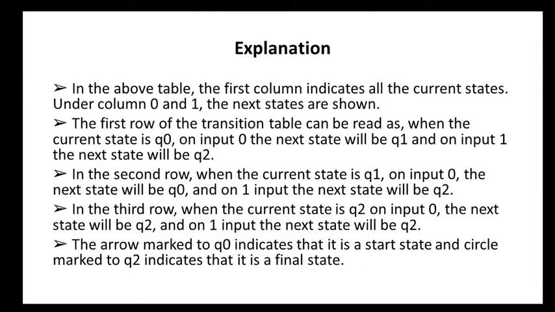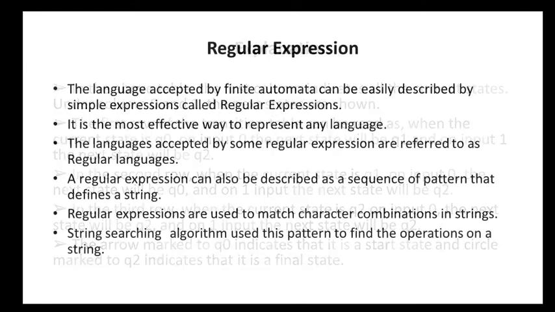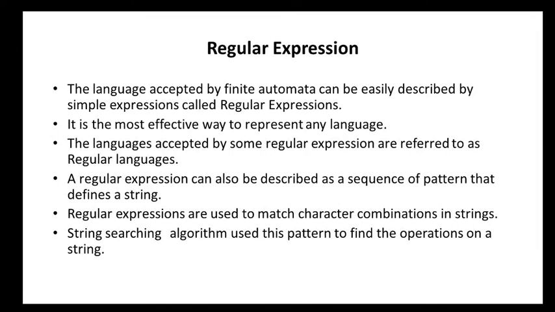In the table on the previous slide, the first column indicates all the current states. Under columns 0 and 1, the next states are shown. The first row of the transition table can be read as: when the current state is Q0 and the input is 0, the next state will be Q1. And on the input symbol 1, the next state will be Q2. It is the same for the second row, third row, and all the rows. And this is about finite automata.